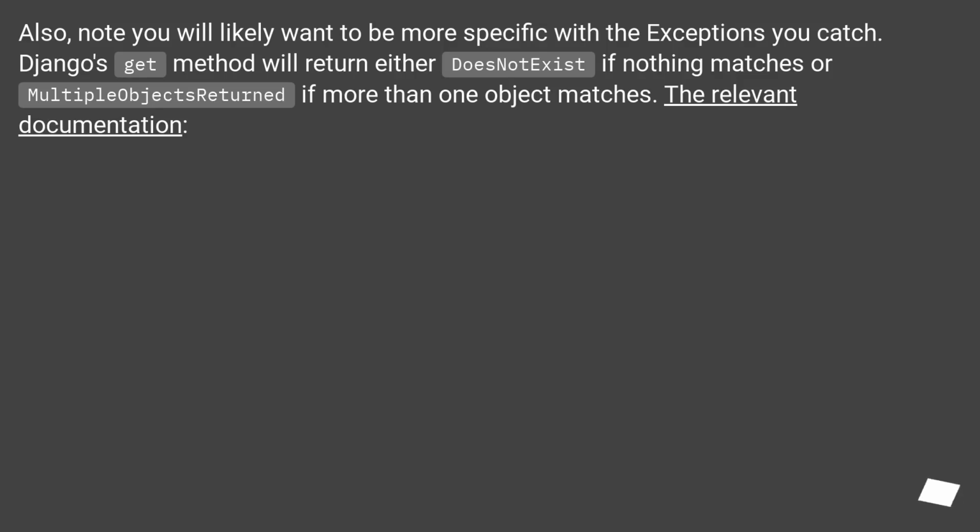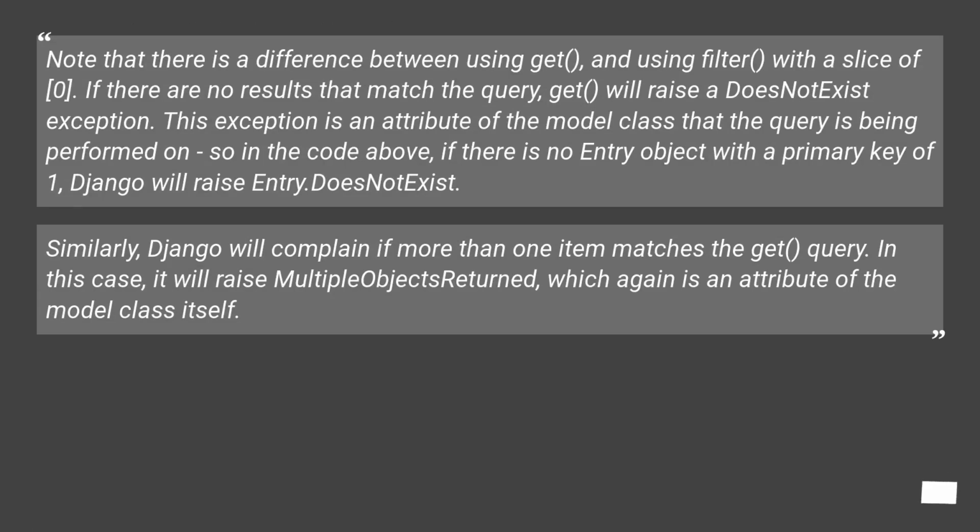Django's get method will return either DoesNotExist if nothing matches or MultipleObjectsReturned if more than one object matches. The relevant documentation. Note that there is a difference between using get and using filter with a slice of 0. If there are no results that match the query, get will raise a DoesNotExist exception.